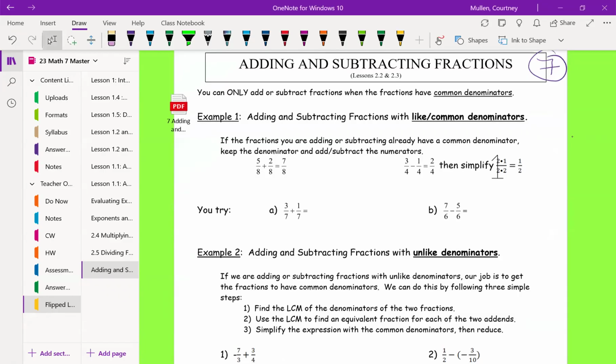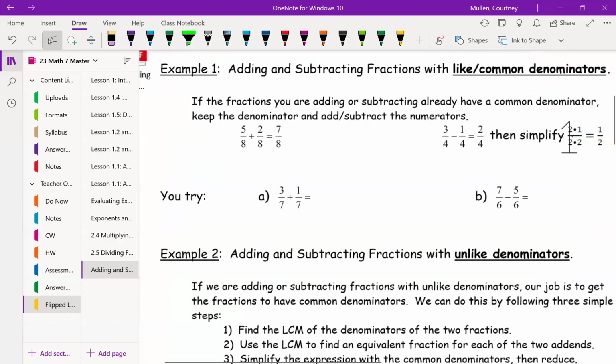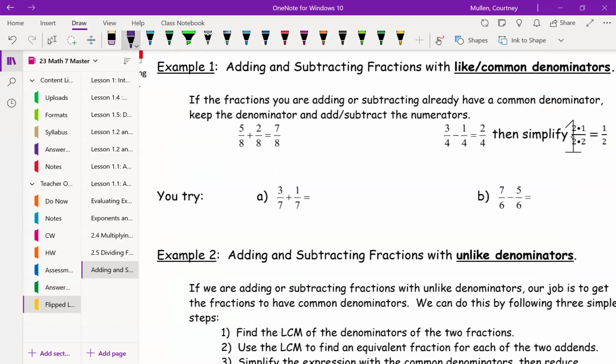So when you're adding and subtracting fractions, you have to have common denominators. If the fractions already have a common denominator, you keep the denominator and add or subtract the numerators. If you need to simplify further, you'll go ahead and do that. So if we take a look at this first problem A, we already have common denominators, so we'll add the numerators. 3 plus 1 is 4. Since the denominator is the same, we keep it and bring it over.